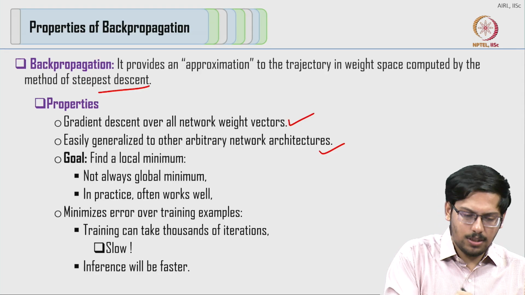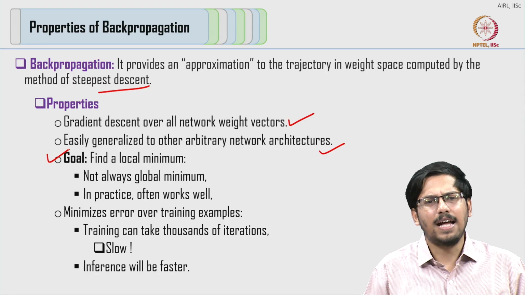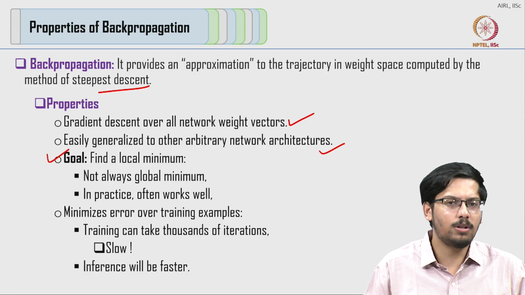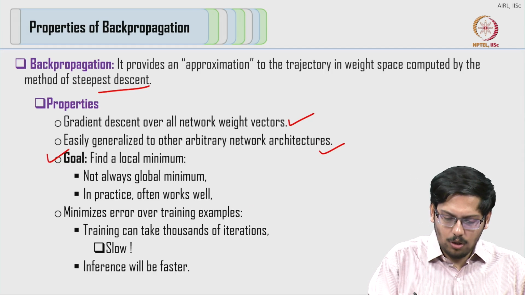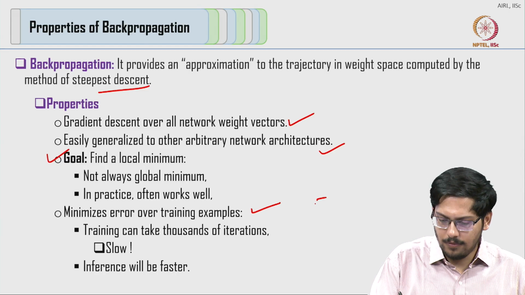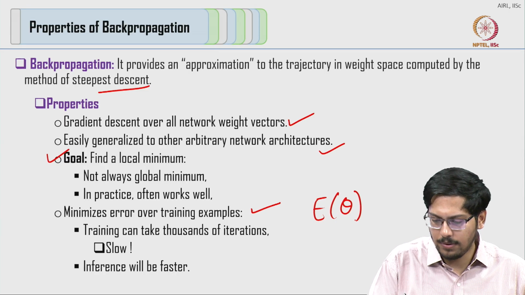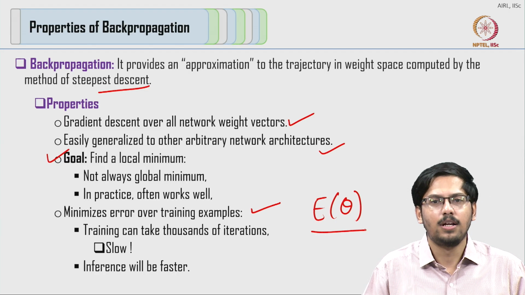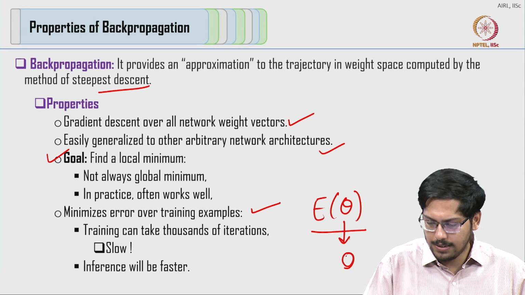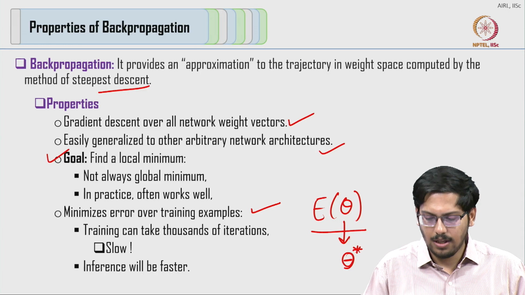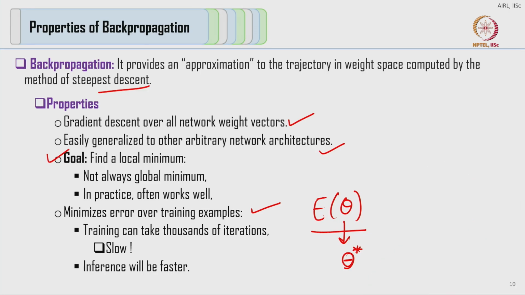Now the goal of the algorithm is to find a minimum, and in general it could be a local or a global minimum. However, in practice it often works very well. Our goal is to minimize the error which we defined in this lecture and in previous lectures, which is E of theta. Essentially we want to use backpropagation and reach an optimal value, which is theta star. And once we attain theta star, we would use this theta star for inference, and hence inference is much faster because I already have an optimal set of parameters.